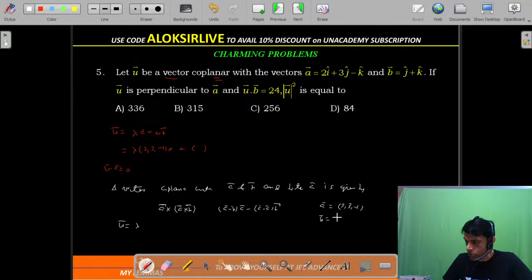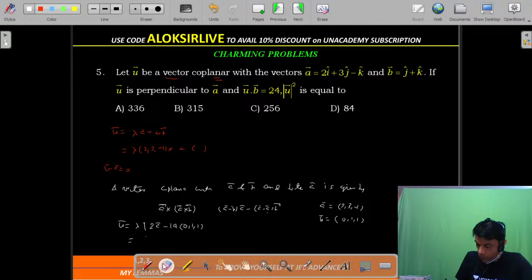So this is 9, 4, 14. So 14 times b, and that b is given to be 0, 1, 1. So this is lambda times, this 2 I can take out. I can take out 2 also because I want just proportional, and this is a minus 7. So 2, 3, -1 minus 7, 0, 1, 1. So this will give you one vector. So I'll get this vector, right?